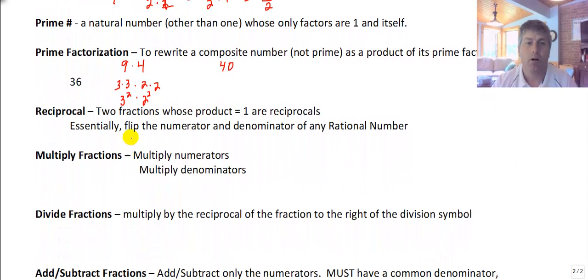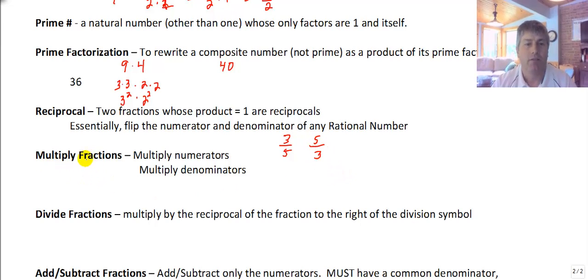A reciprocal. Reciprocals are two fractions whose product equals 1. They are reciprocals. So essentially, we flip the numerator and the denominator of any rational number. So a reciprocal would be, well, what's one of my favorites is 3/5. The reciprocal of 3/5 is 5/3.